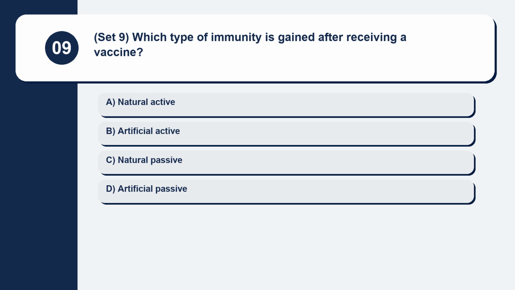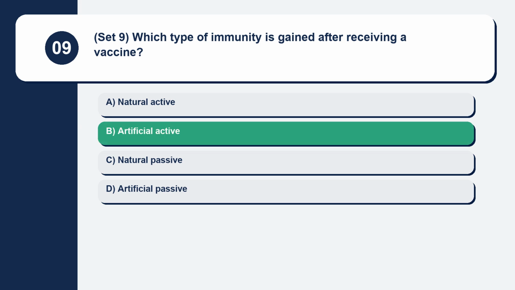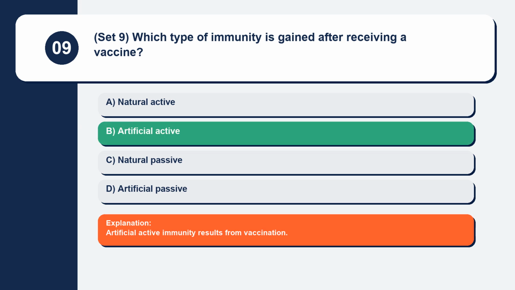Question 9. Set 9. Which type of immunity is gained after receiving a vaccine? Natural active, artificial active, natural passive, artificial passive. Artificial active immunity results from vaccination.